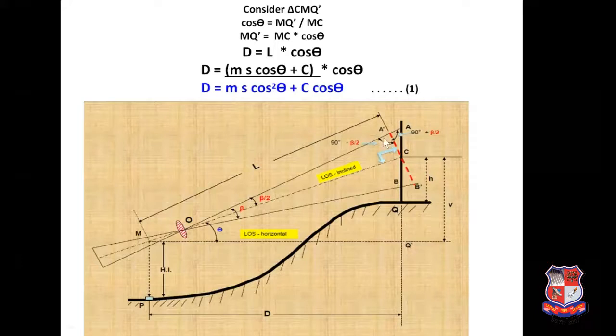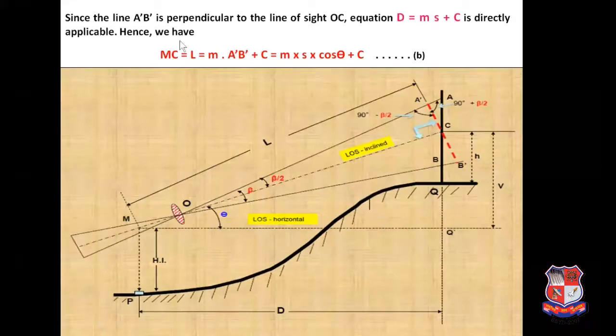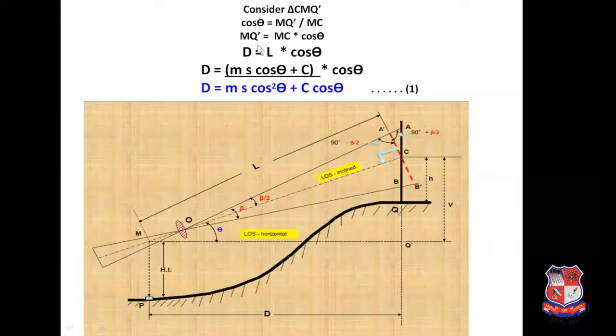Now the value of L, derived as equation number B, we have to put in this equation of D. So D is equal to MS cos theta plus C, that is the value of L, into cos theta. Multiplying cos theta with this term, you will get D is equal to MS cos square theta plus C cos theta. That is our equation to find the horizontal distance between the instrument station and the staff station when the line of sight is inclined and the staff is vertical.